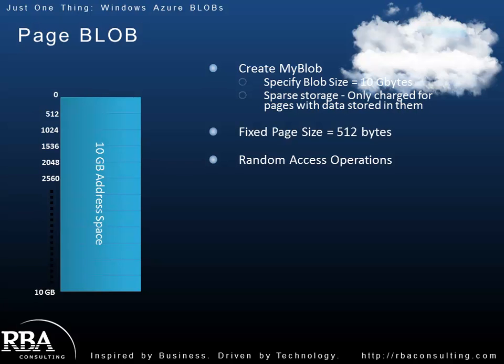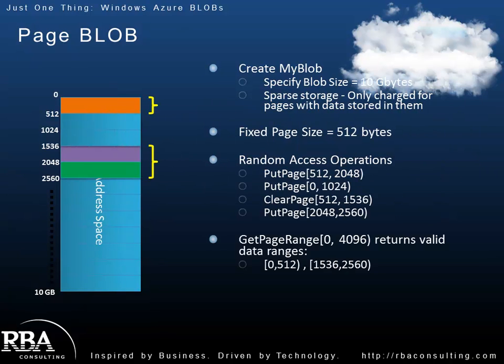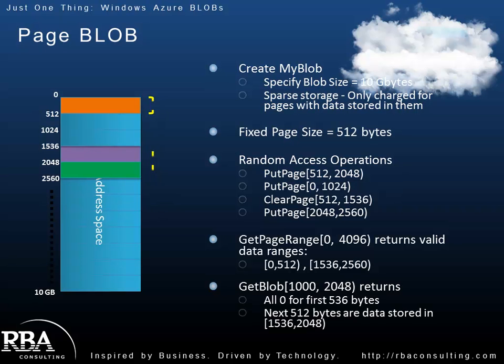So I have a fixed page size. It gives me those random access operations here. I can put pages, clear pages, and I get a page range. The advantage once again here, it's a little more work to set up. The advantage, you get the read-write access. You also get bigger blobs. You can actually store bigger page blobs because they can be spread out across multiple pages, than you can block blobs.